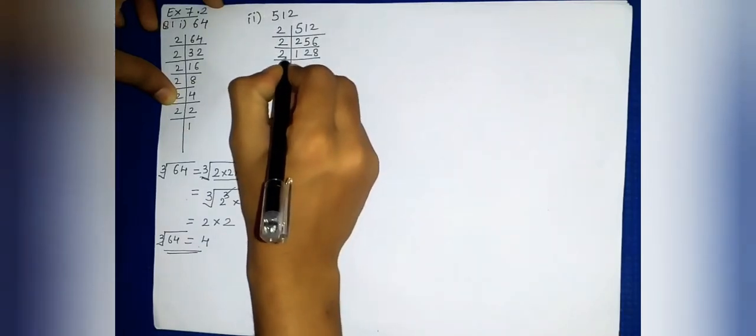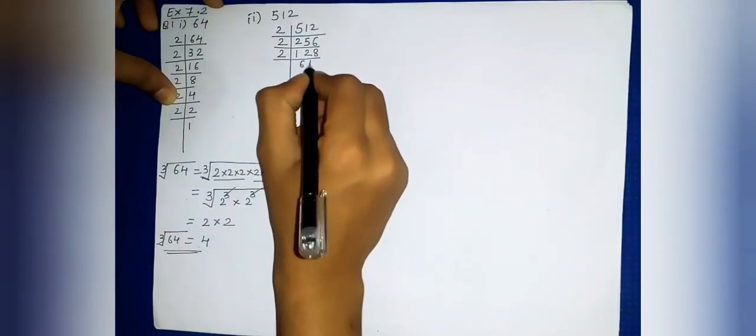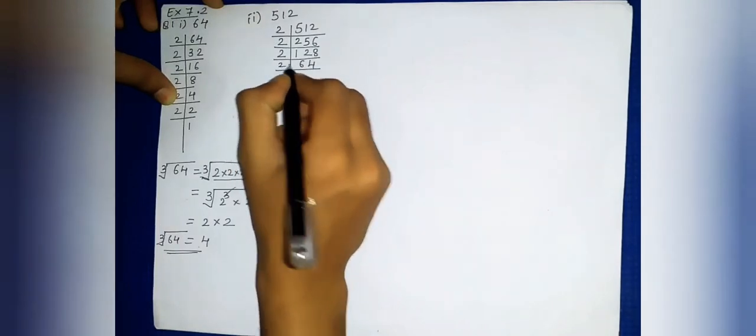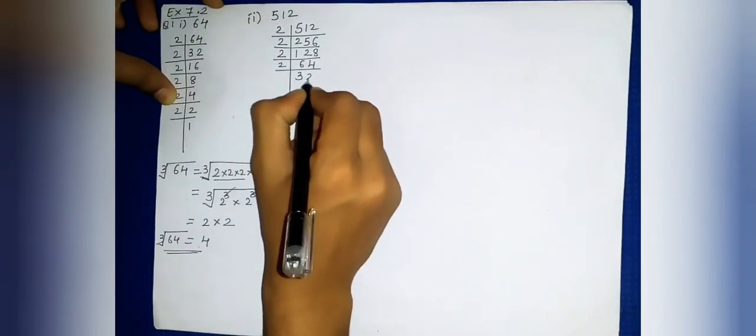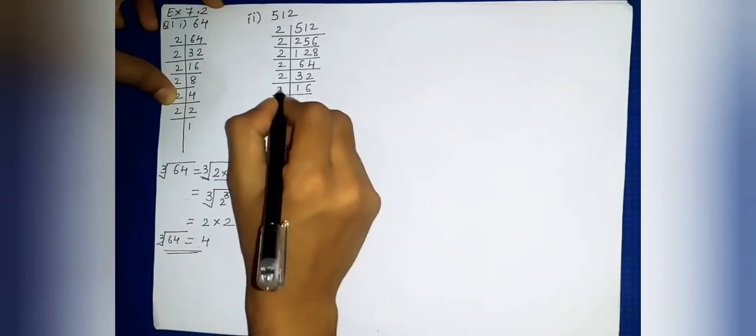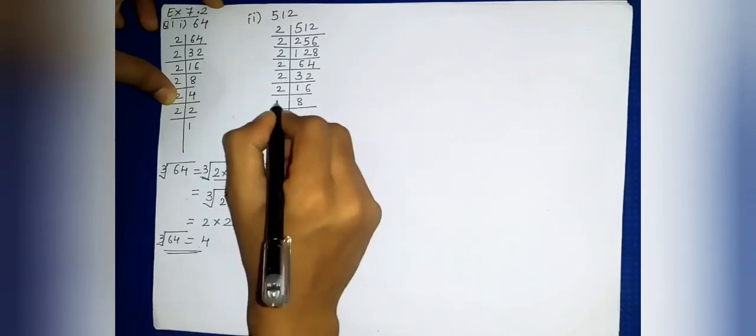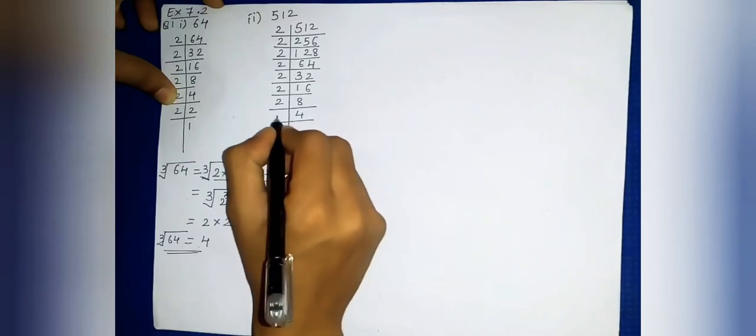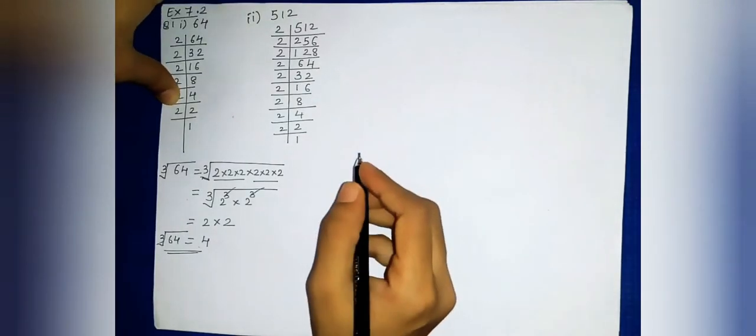Now again in the next step 2 6s are 12 and 2 4s are 8. Now 2 3s are 6 and 2 2s are 4. Now 2 1s are 2 and 2 6s are 12. Then 2 8s are 16. Then 2 4s are 8. Then 2 2s are 4 and then 2 1s are 2. So these are the factors of 512.